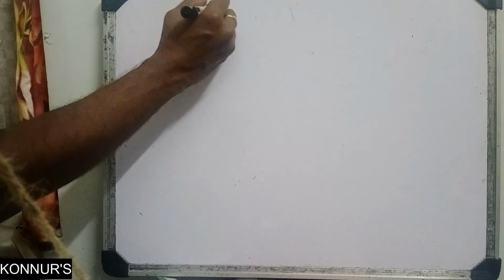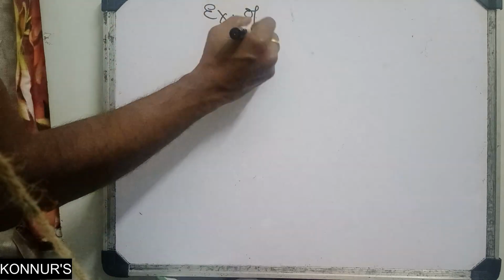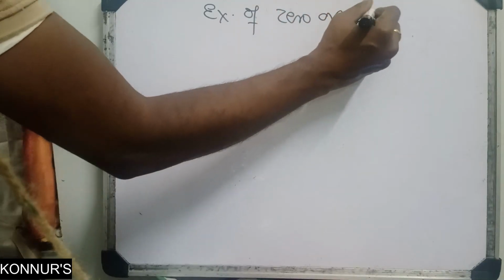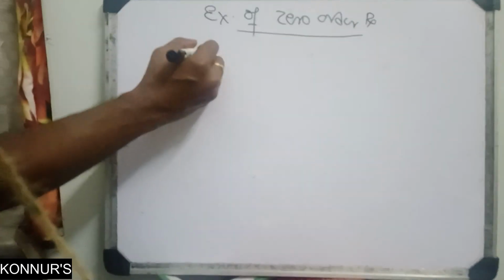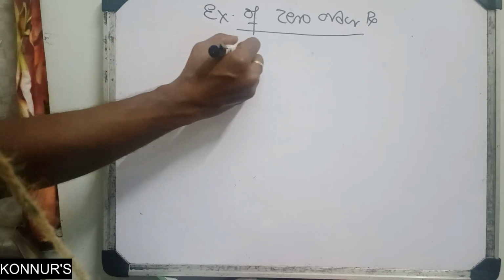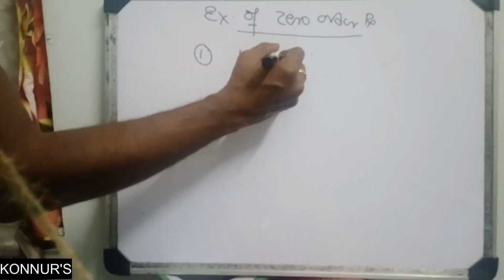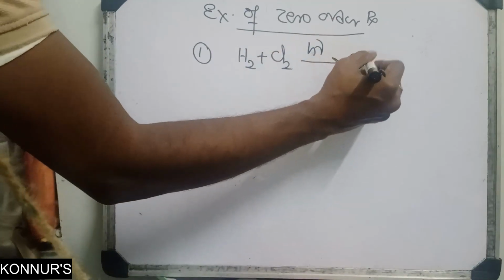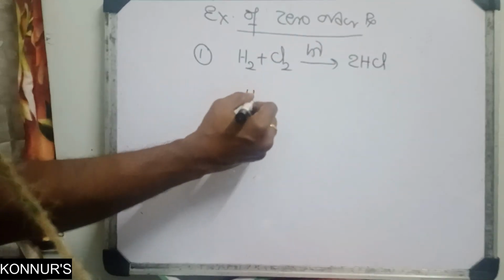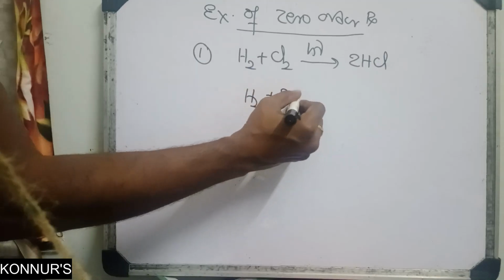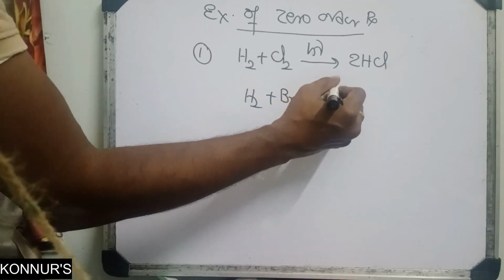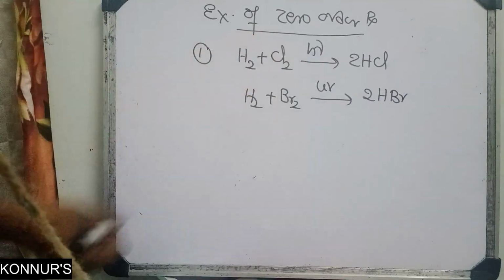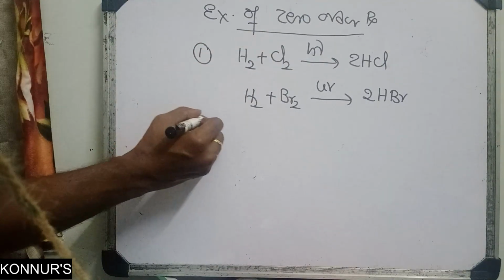Next, examples. Examples of zero order reaction. So one is light reactions. So H2 plus Cl2 in sunlight gives rise to 2HCl. Suppose H2 plus Br2 in the presence of UV light, you are getting 2HBr. So light reactions are also zero order.